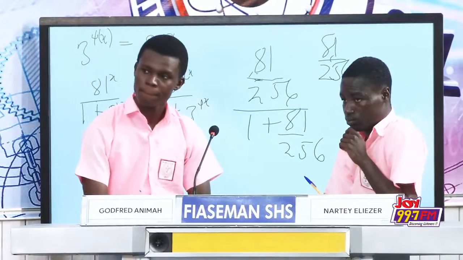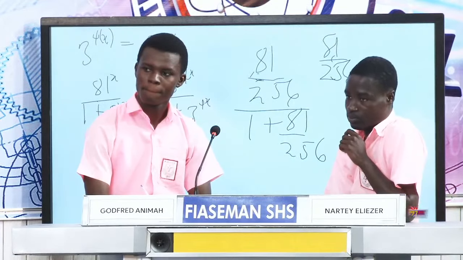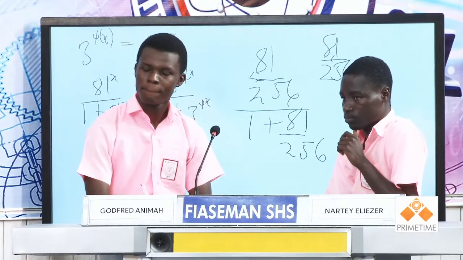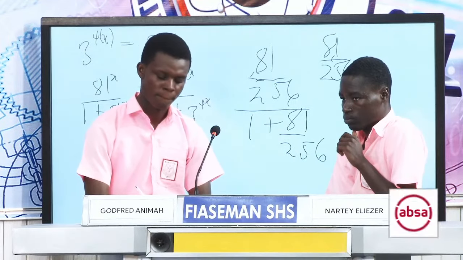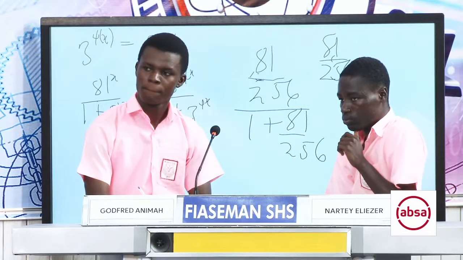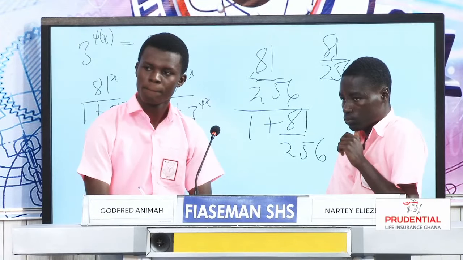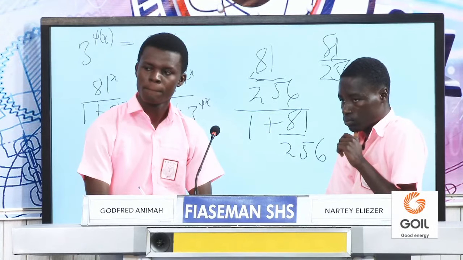Then we come to Fiaseman. Fiaseman, your work was all over the place. I had to look for things in between. But at least I found answers and expressions up to 81 to the power x over the expression 1 plus 81 to the power x. So you wrote out that one. You just did not finish it. You didn't give the actual value. And so you get 8 points.